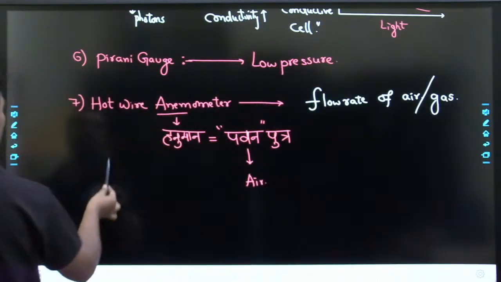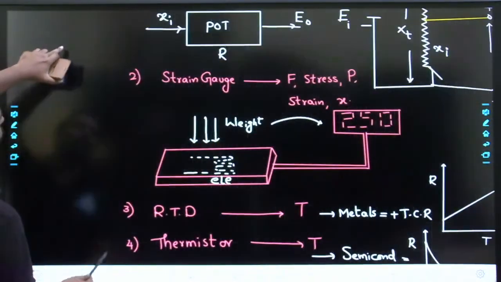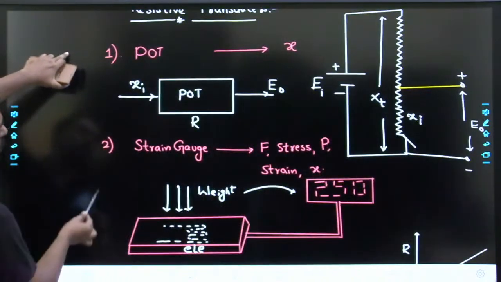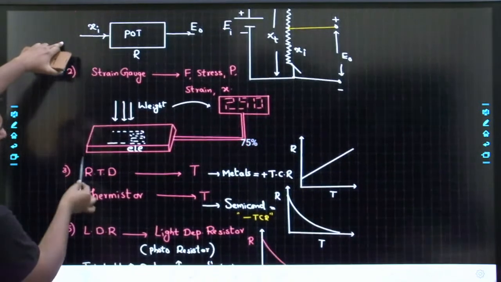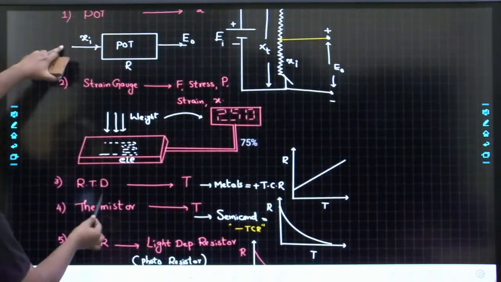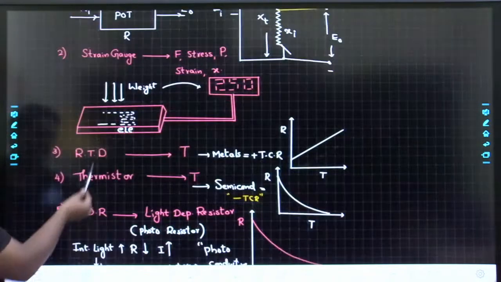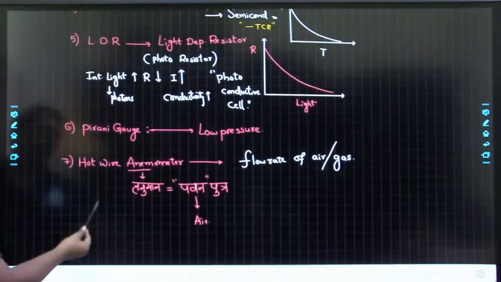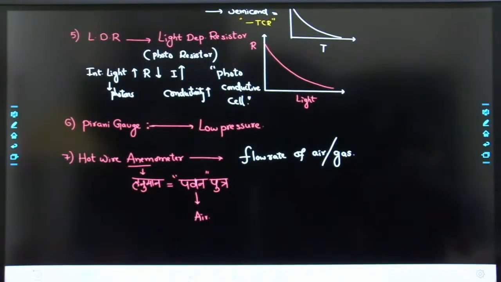So these are the basic resistive transducers list. Just for an idea, I have collected all the information, so please practice and remember this list. First comes the potentiometer, next the strain gauge, next the RTD, next the thermistor, next the LDR, next the Pirani gauge, next the hot wire anemometer. All of you clear up to this, my dear students?